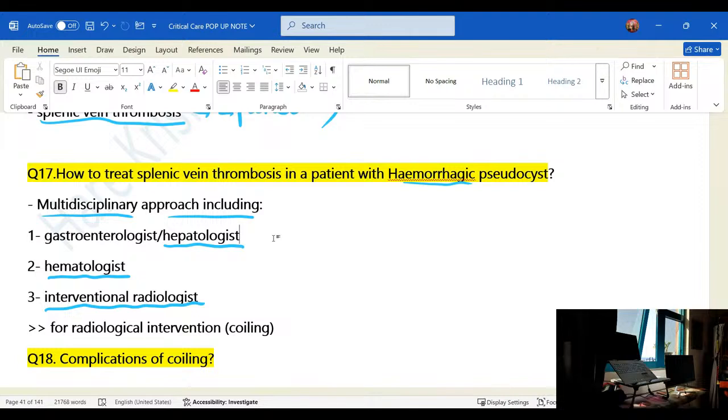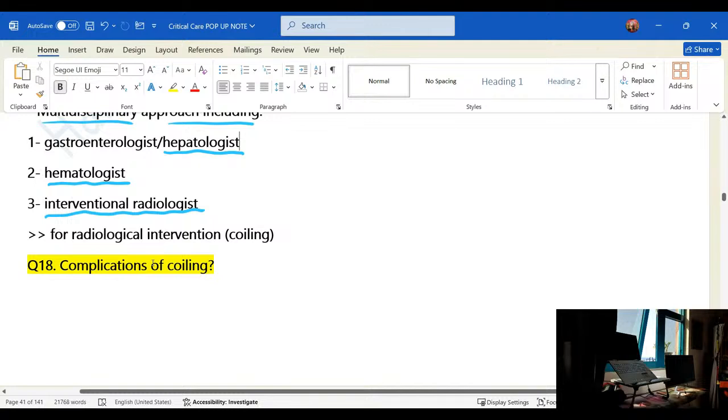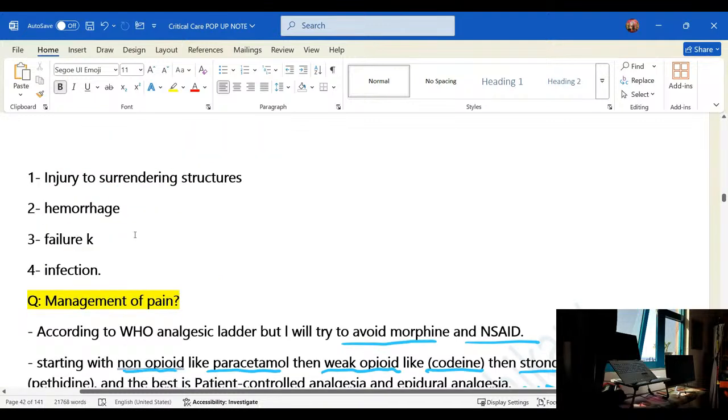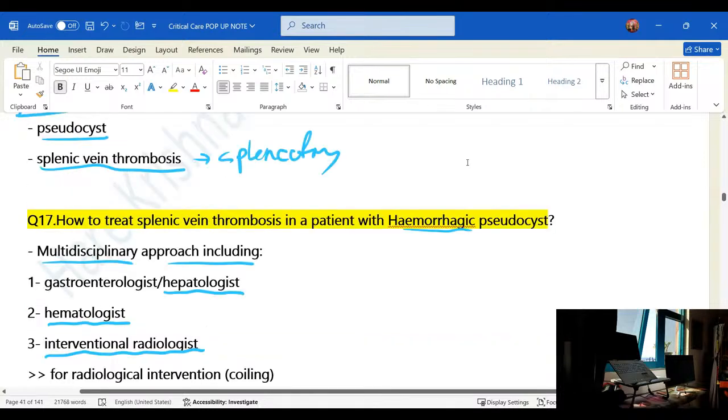So gastroenterologist, hematologist, and interventional radiology. If required, then go for interventional coiling. Complication of the coiling: injury to the surrounding structure. Why coiling here? Because of the hemorrhagic pseudocyst. If it is not hemorrhagic, then no need to do anything. If it is hemorrhagic, with splenic vein thrombosis, we also need to take care of the hemorrhage.